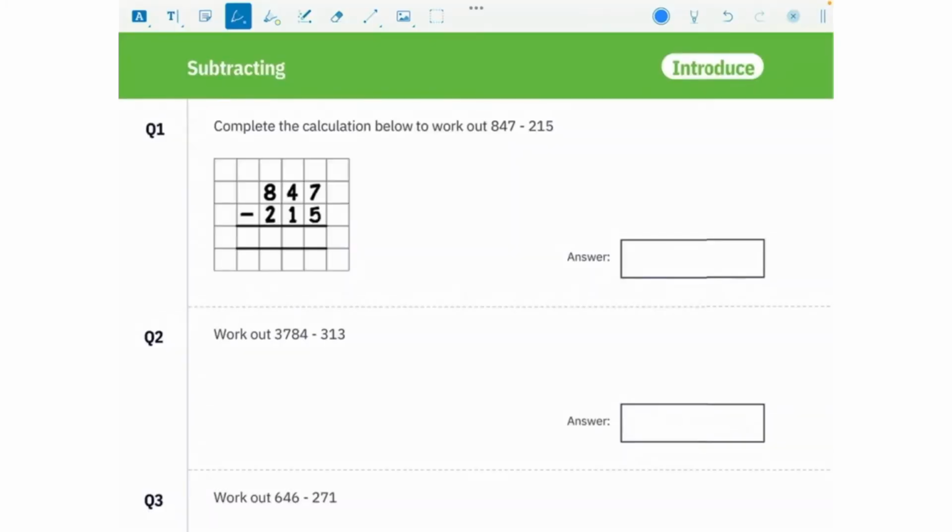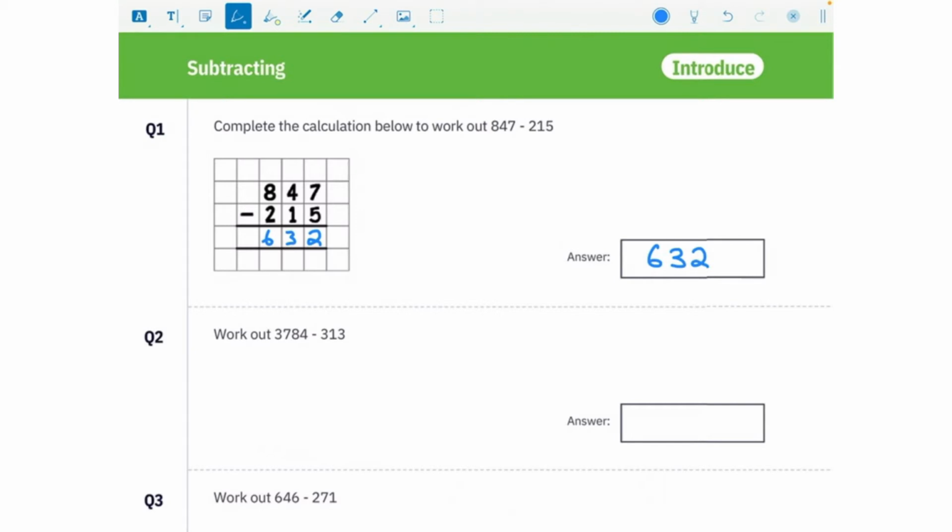Complete the calculation below to work out 847 minus 215. So again, we're lining up those columns. 7 take away 5 is 2. 4 take away 1 is 3, and 8 take away 2 is 6. So that one is 632.